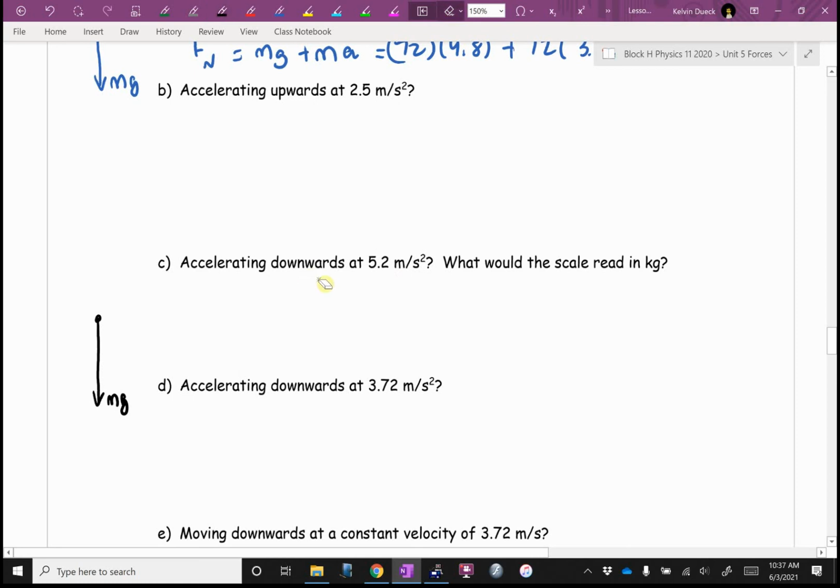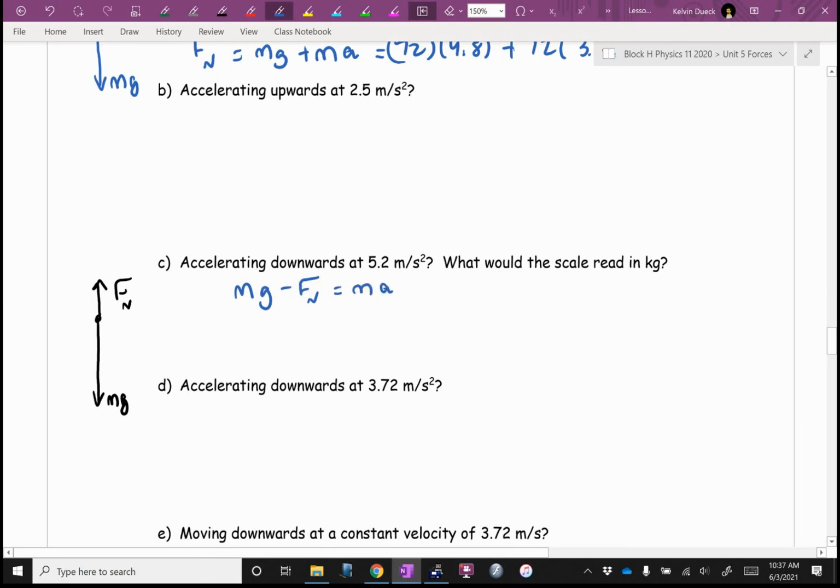Which way are we accelerating? Which direction is winning then? Downwards. So the force pointing up is going to be smaller. I'll exaggerate it so it catches my eye. Starting to see why free body diagrams are so handy. Who's winning? Who's losing? Equals. Yep.